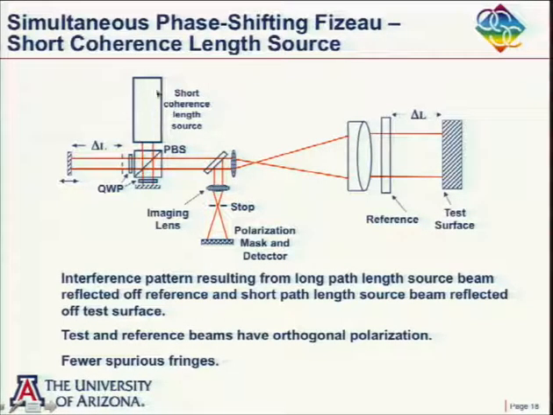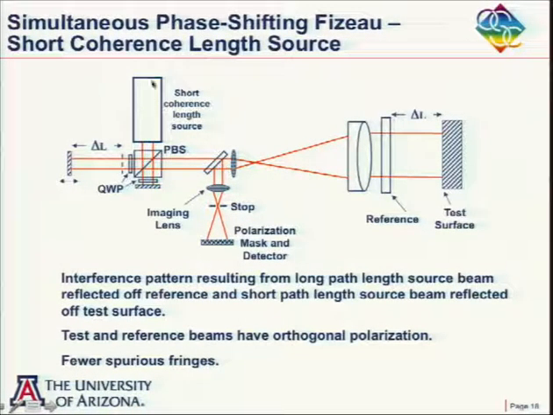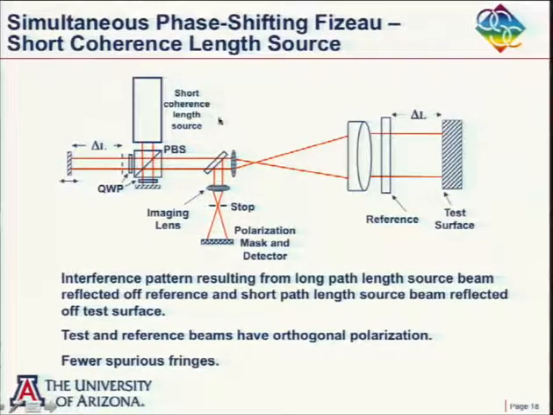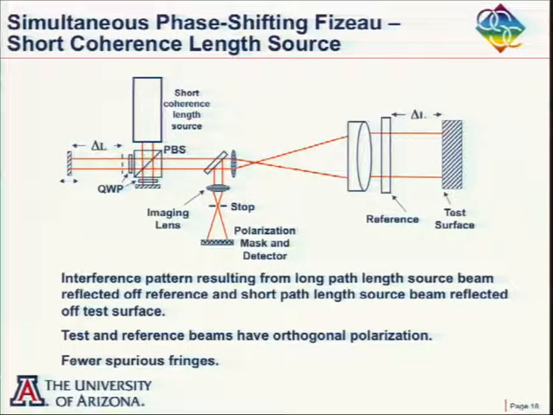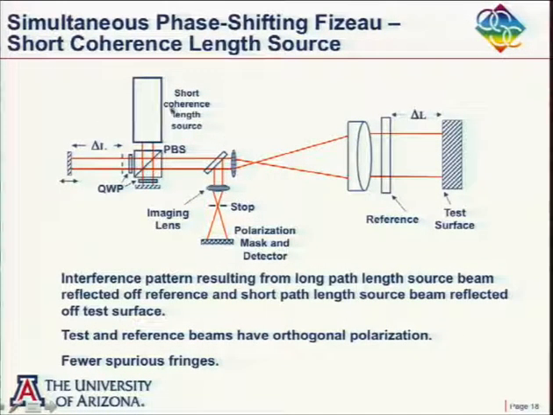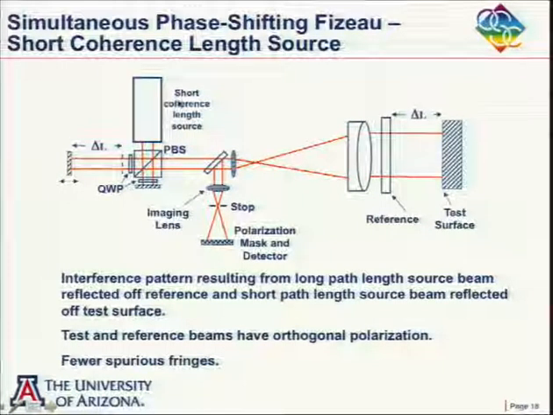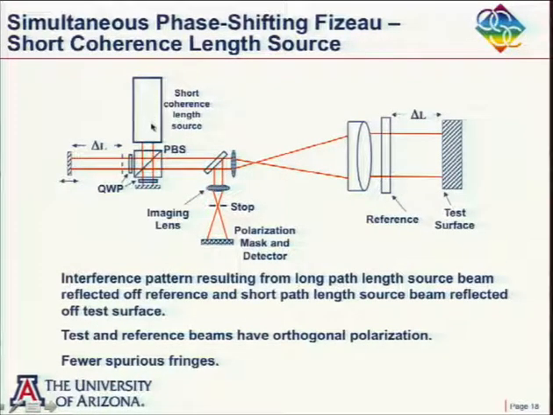So I start off here with a short coherence length source. And typically what you might do is to have a laser diode, which might have a long coherence length, but you modulate it. That will then become a fairly short coherence length source. And so it might have a coherence length of 100 or so.